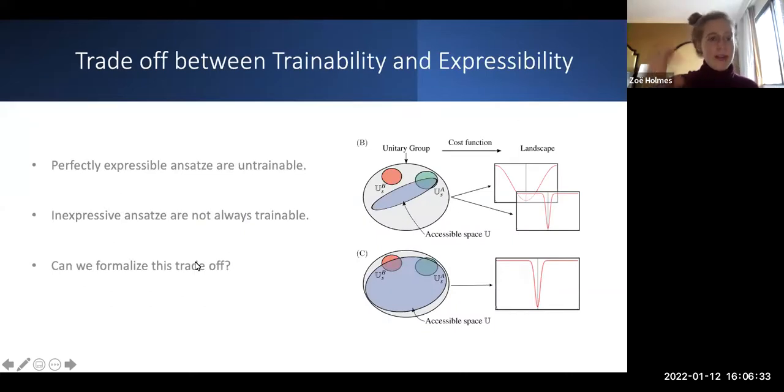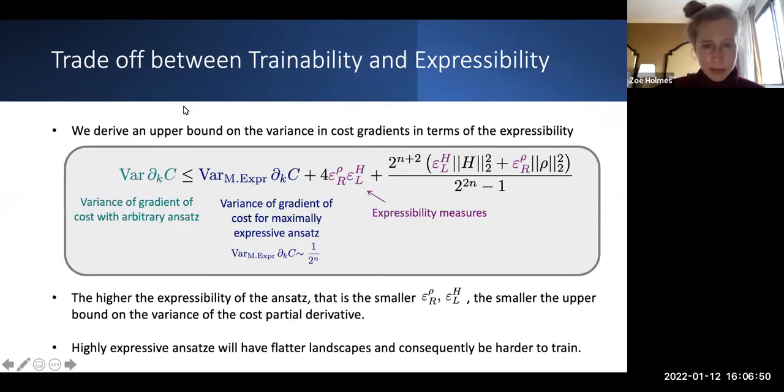Okay, so we have that perfectly expressible ansatz are untrainable, but inexpressive ansatz can be trainable, but can also be untrainable. It's natural to ask whether or not we can formalize this trade-off. Okay, and that's precisely what we do in this paper. So we derive this upper bound on the variance in the gradient of the cost in terms of the expressibility of the ansatz you're using.